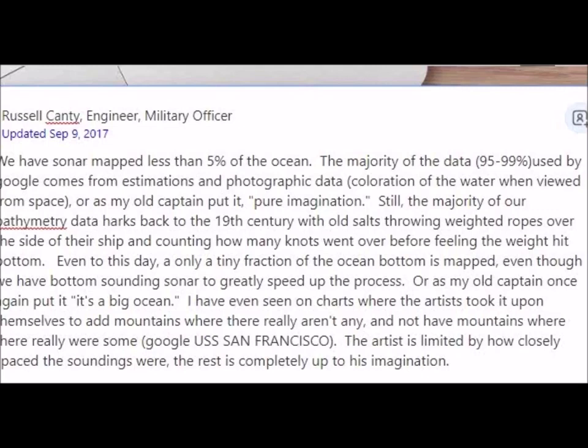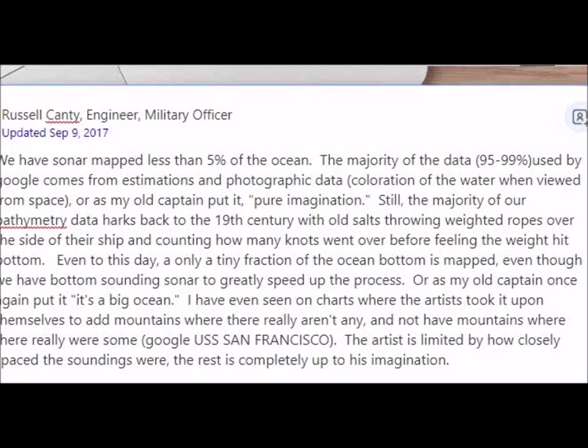Even to this day, only a tiny fraction of the ocean bottom is mapped, even though we have bottom-sounding sonar to greatly speed up the process. Or as my old captain once again put it, it's a big ocean. I have even seen on charts where the artists took it upon themselves to add mountains where there really aren't any, and not have mountains where there really were some.